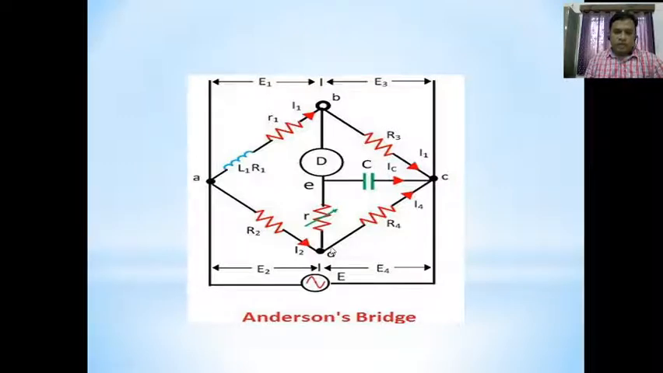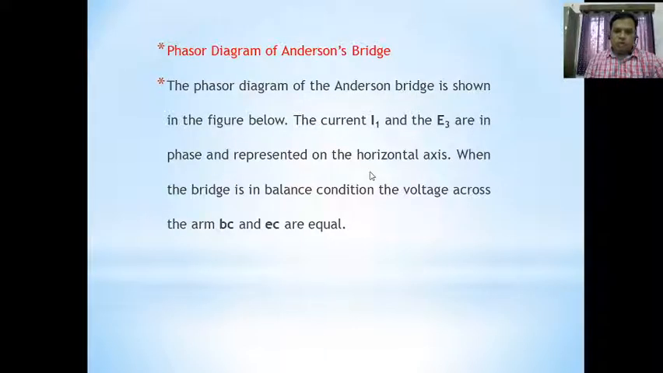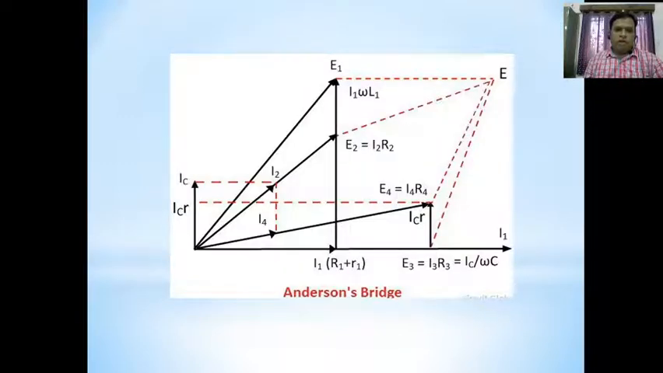This is BC. Where is the arm BC here? You can see here BC and EC arms both have the same voltages when the bridge is balanced. So in the balance condition, if they are both equal, then we can write the phasor diagram of this particular thing.